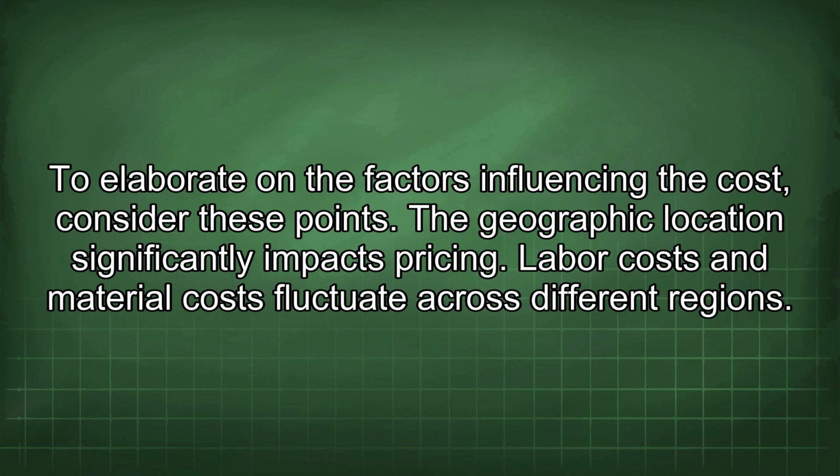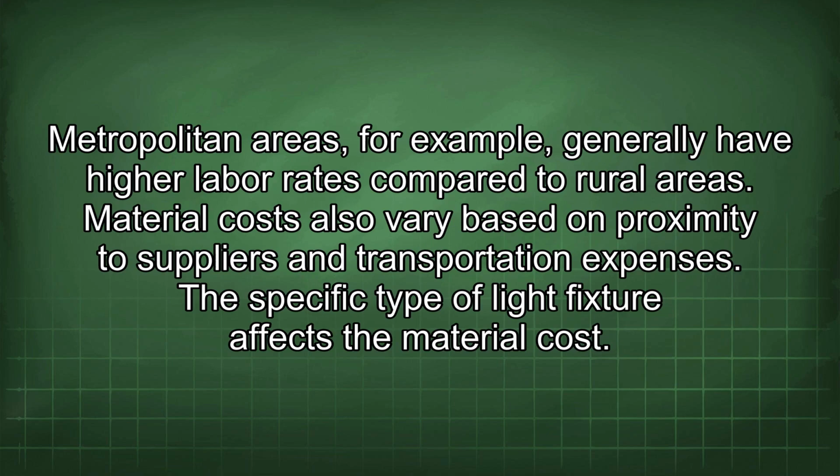The geographic location significantly impacts pricing. Labor costs and material costs fluctuate across different regions. Metropolitan areas, for example, generally have higher labor rates compared to rural areas. Material costs also vary based on proximity to suppliers and transportation expenses.